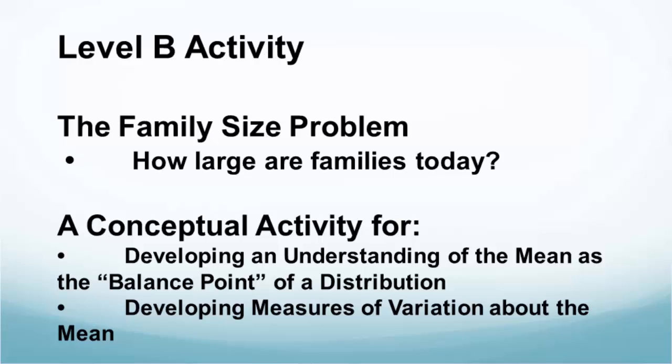So what happens then is we move to level B. At level B, we're still going to stay with the same family size problem. But what we're going to do now is, instead of using these physical snap cube representations, move to a more abstract representation. And that's a dot plot.